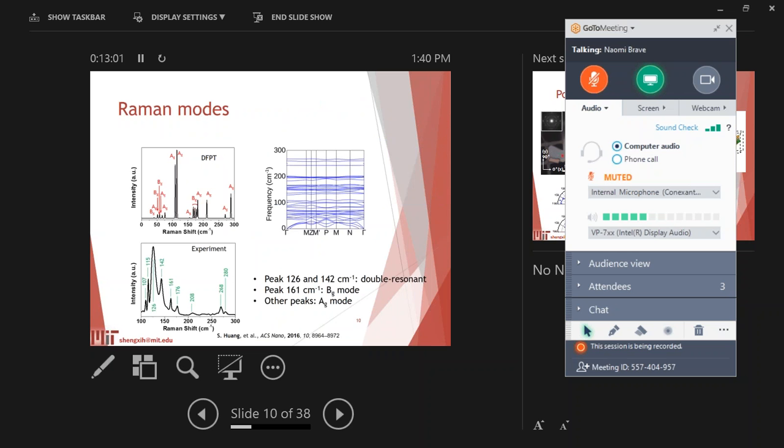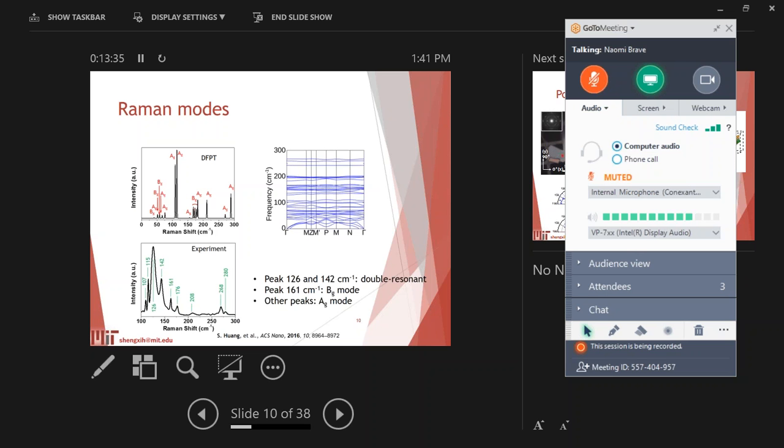So using Raman spectroscopy, we can first measure gallium telluride. Here are the experimental results, and here is the calculation. In the experiment, we can observe a total of 8 Raman modes. Here we can see 2 very broad and very high peaks, around 126 and 142. These 2 modes are the double resonant or second order modes of Raman.